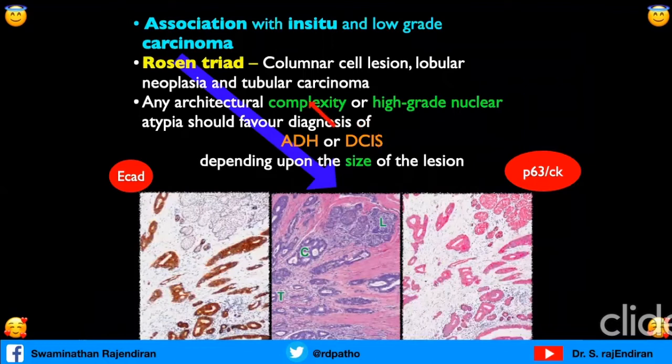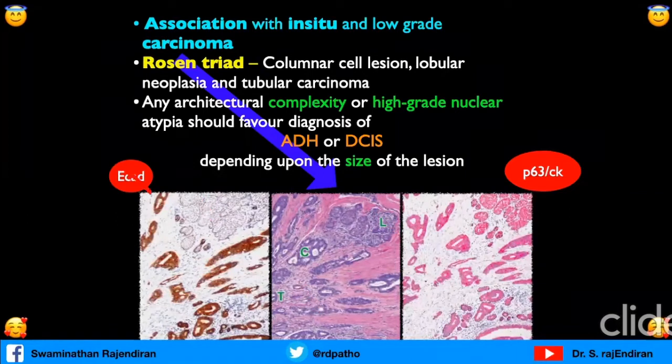This columnar cell change forms a part of Rosen triad. Rosen triad is nothing but columnar cell lesions, lobular neoplasia, and tubular carcinoma. Here you can see this is a nice H&E section. These are columnar cell changes. This is lobular hyperplasia or lobular carcinoma in situ, and this is a tubular carcinoma.